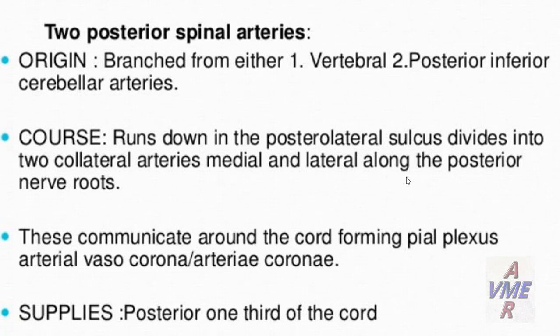Posterior spinal artery, we have two arteries. Origin: branch from the vertebral artery or the posterior inferior cerebellar artery. Course: runs down in the posterolateral sulcus, divided into two collateral arteries, medial and lateral, along the posterior nerve root. These communicate around the cord, forming a pial plexus, the arterial vasocorona. It supplies the posterior one-third of the spinal cord.